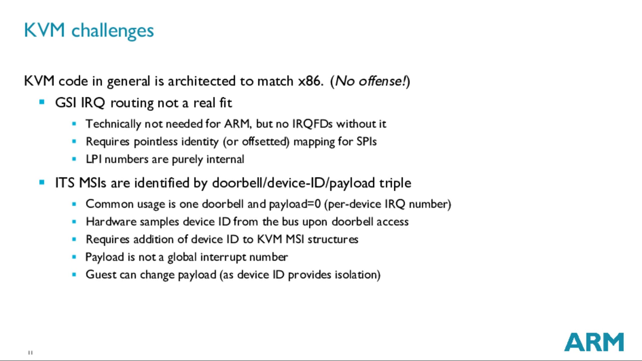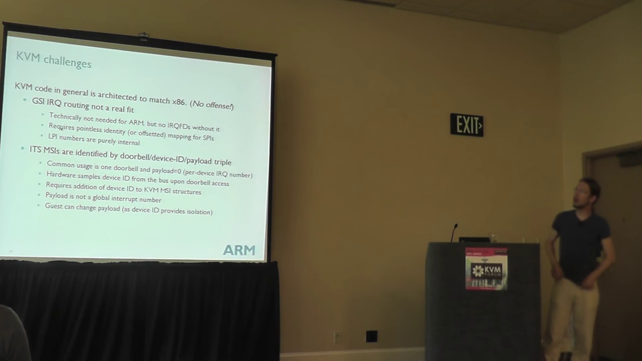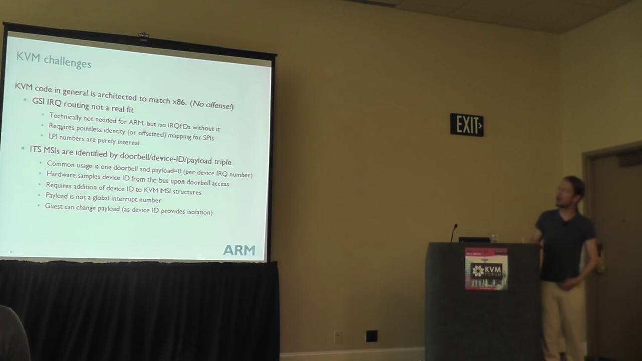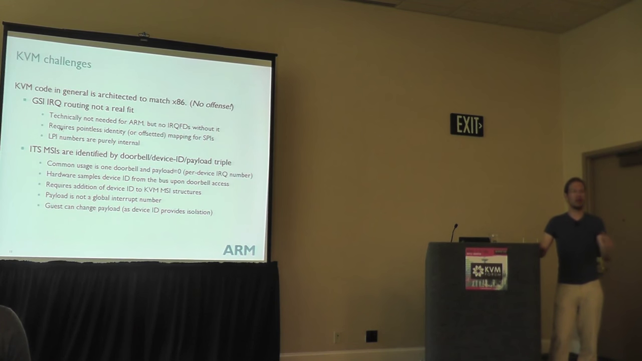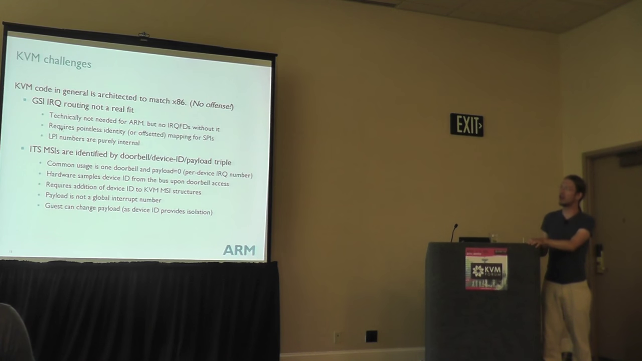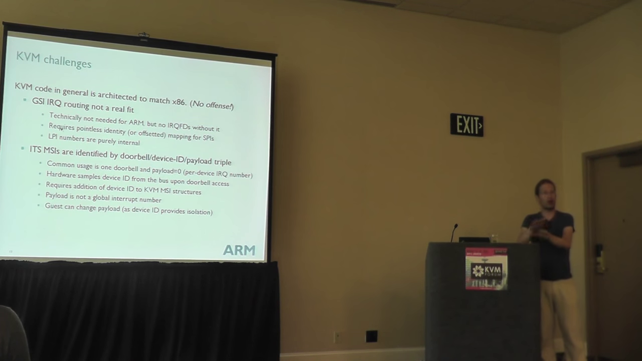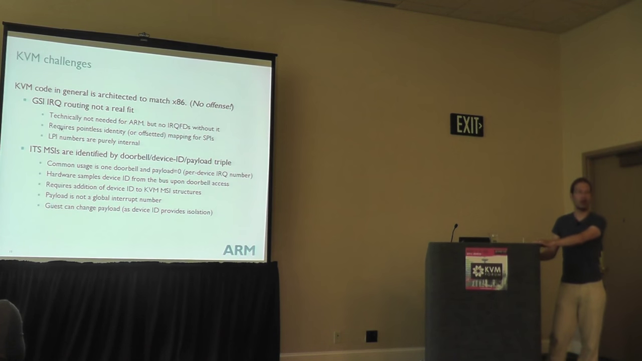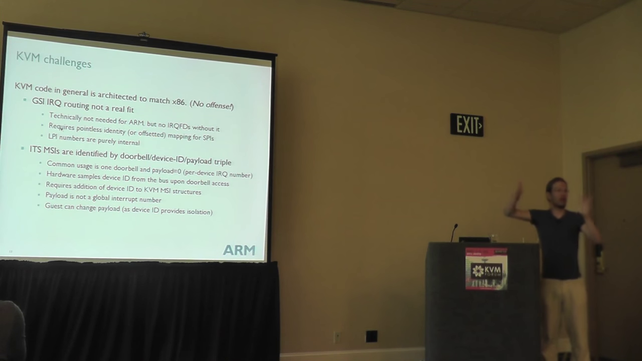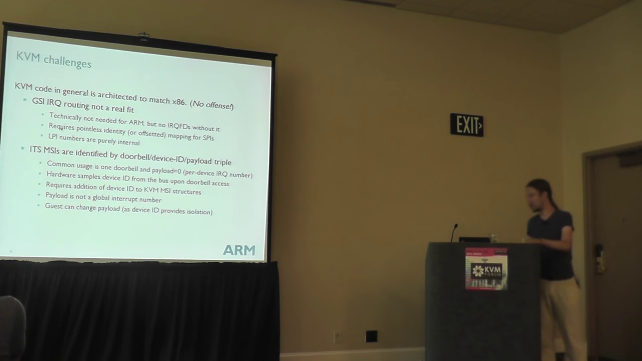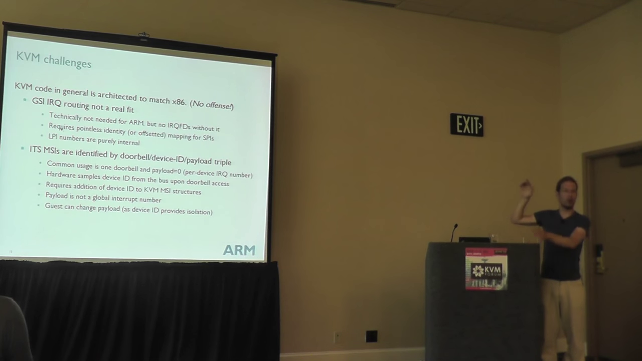So KVM challenges in general that we encountered with vGIC, the usual first sentence: KVM was designed for x86, so we ran into some limitations. GSI IRQ routing, as you see from the term, is an APIC x86 term, so it's not a real fit for us. We don't need it, because we don't need to map numbers around. But we have to do it for IRQ FDs, which require it. So we ended up with an identity, or simply offset mapping, which is okay, but kind of pointless for us. For the LPI numbers it would be useful to have some routing, but we do not expose them at this level, so we do not need it. The LPI numbers are never used by anyone except the ITS internally.